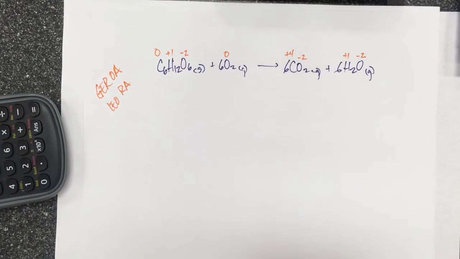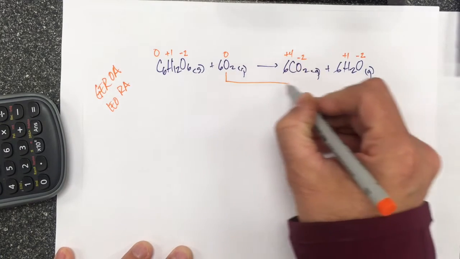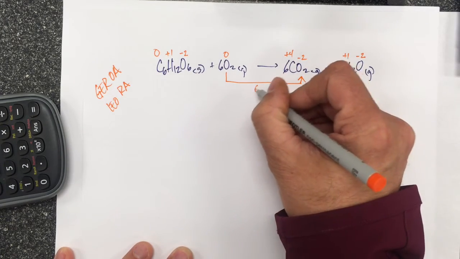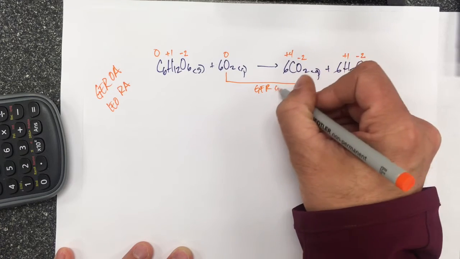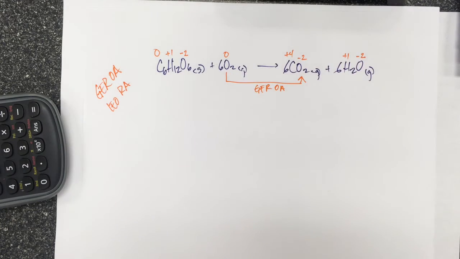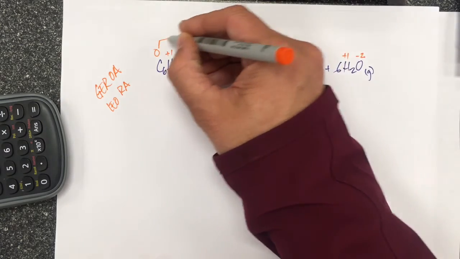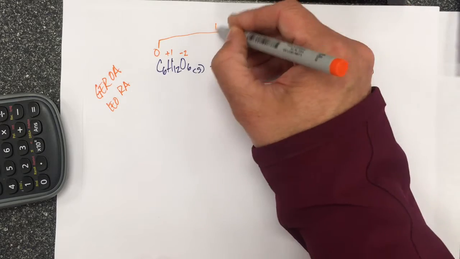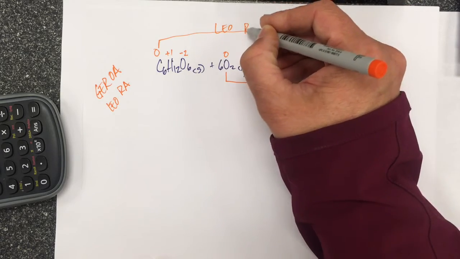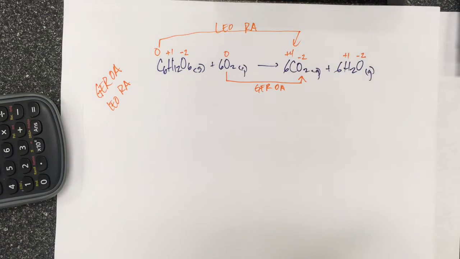So here I can see that my oxygens are going from 0 to -2. They're becoming more reduced. So the gain of electrons, reduction, is done by oxygen, and oxygen is my oxidizing agent. Carbon, on the other hand, goes from 0 to +4. That's loss of electrons, oxidation. It's my reducing agent. And so now I can describe those chemicals and processes.